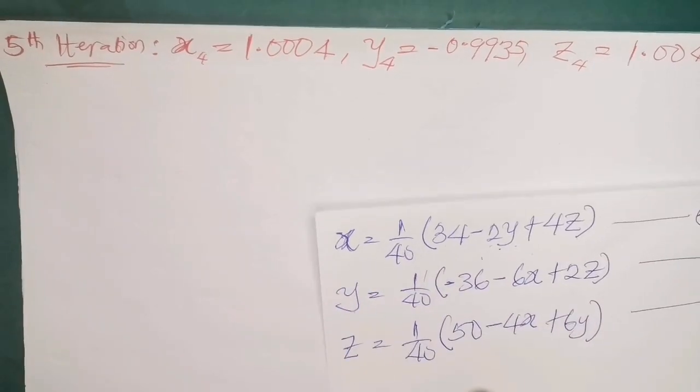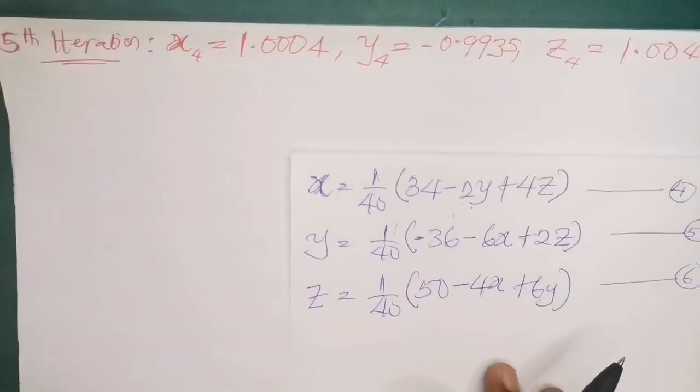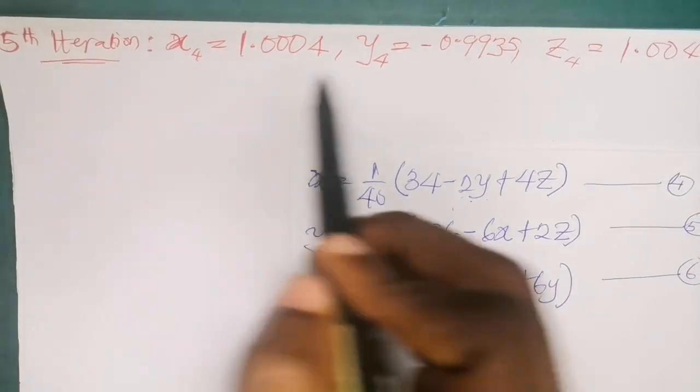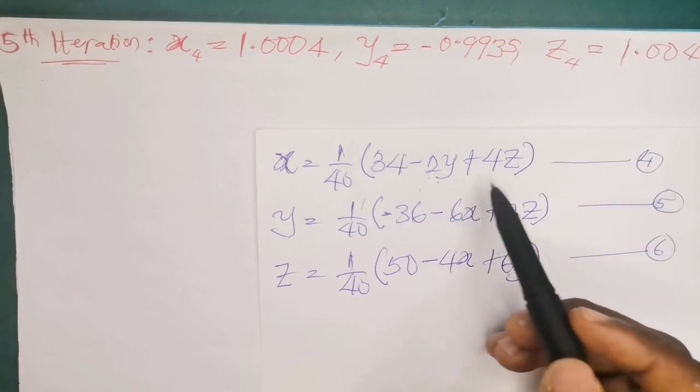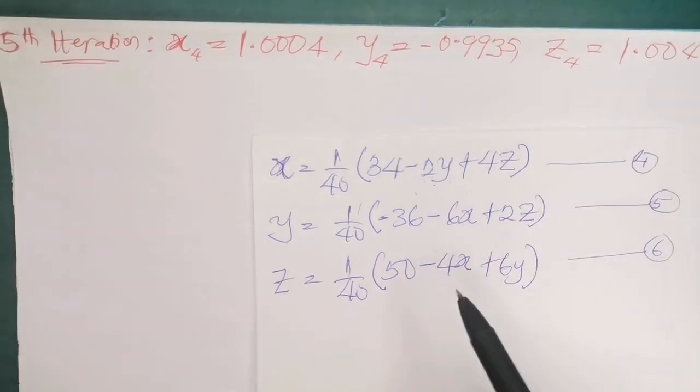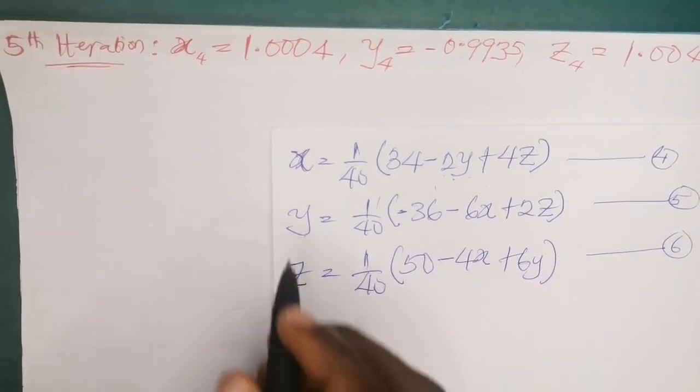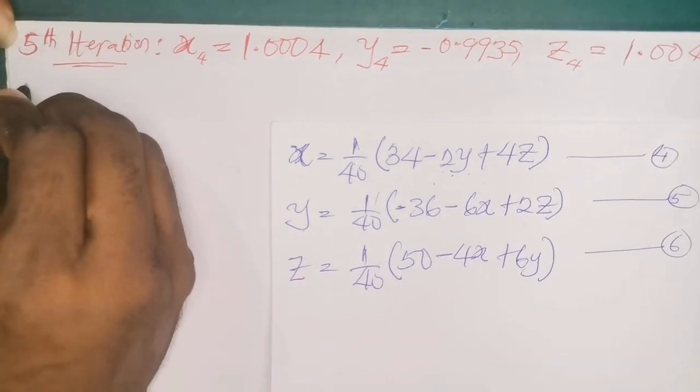All right, so we carry on now with the fifth iteration. In the fifth iteration, we are plugging in the values of the previous iteration into this equation. So y here becomes y4, and z here becomes z4, and so on. So let's iterate for x. This becomes x5.